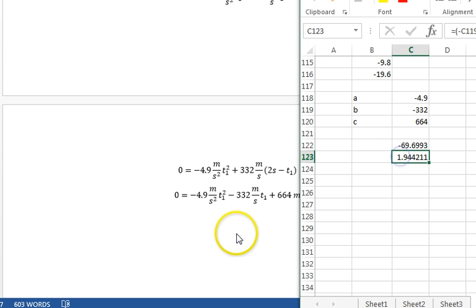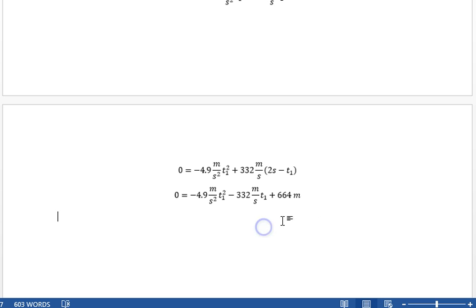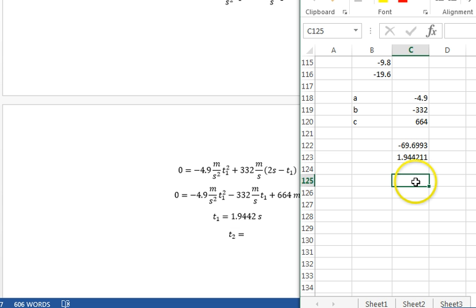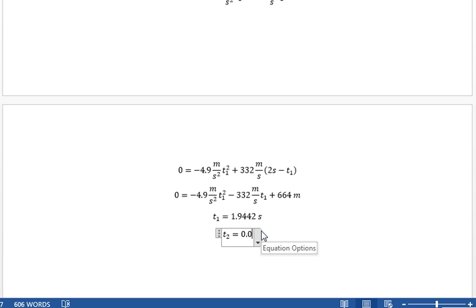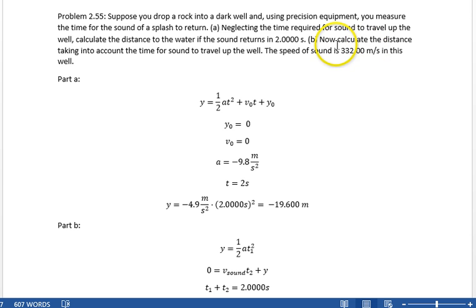That gives us T1 is 1.9442 seconds, and T2 is 2 minus that, 0.05579 seconds. I believe that's what I got. And there we go. That's T1, the time it takes to hit the bottom, and T2, the time it takes for the sound to make it back up. The actual question is the distance taking that into account.